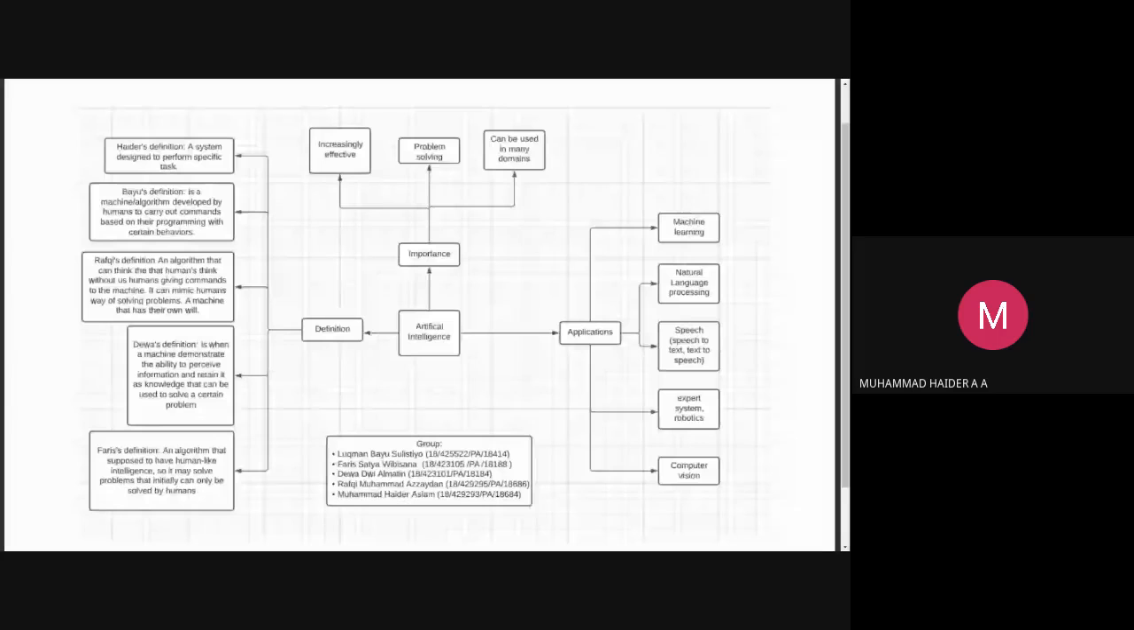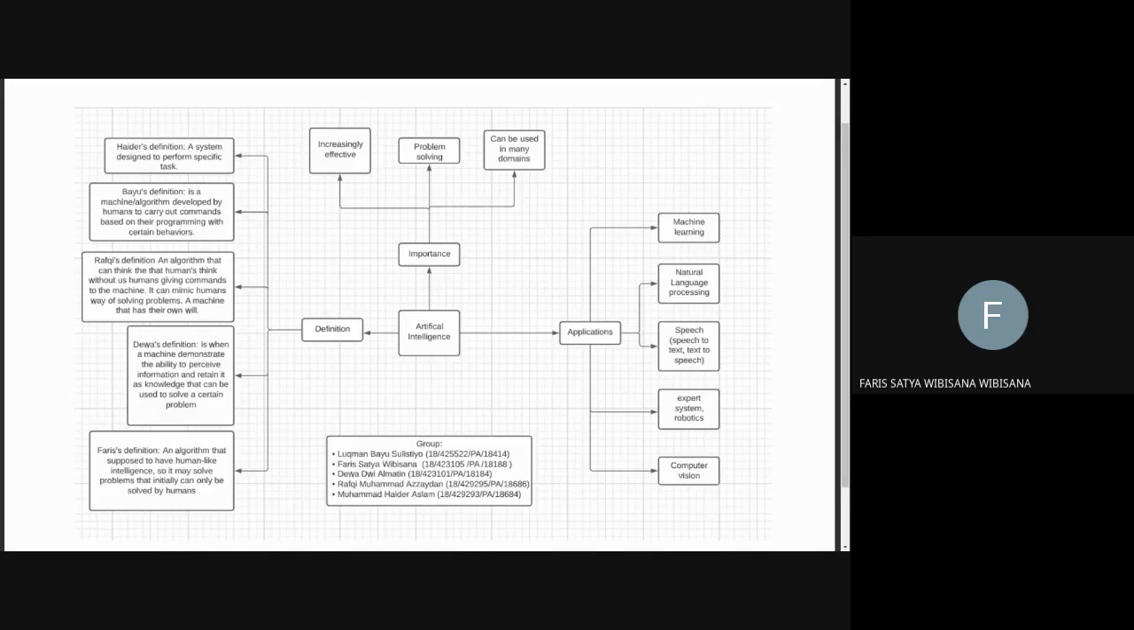Okay, so my group would like to present about our mind map regarding artificial intelligence. So first of all, let's get started with the definition. Faris, would you like to proceed? Okay, thank you. Hello, my name is Faris. I will read out the definition.